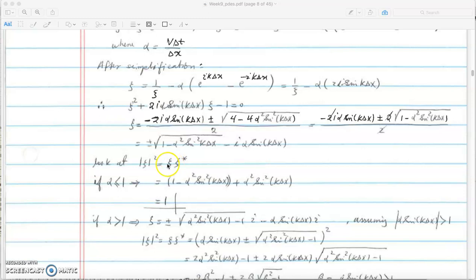So after we get the xi squared, we look at this. You see that we can cancel alpha squared sine squared and alpha squared sine squared. So we totally get 1, which means the magnitude of xi doesn't change. It's always equal to 1, so this is stable. That means if alpha is less than 1, the central difference in time, central difference in space is always stable.